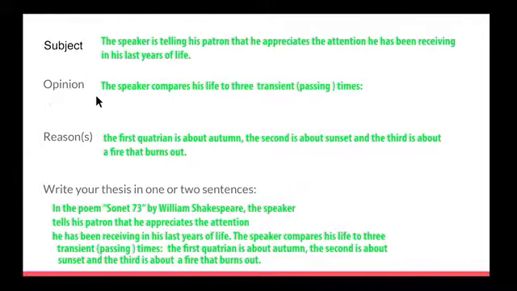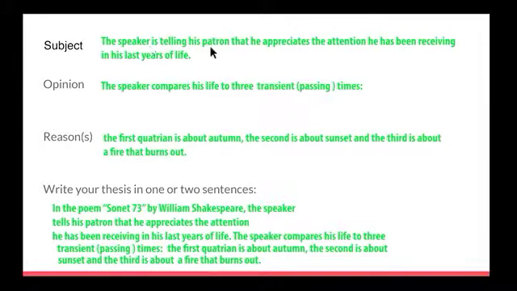And then your opinion about your subject, and then your 3 reasons. The reason we have 3 reasons in this paper is because we have 3 body paragraphs. If there were 2 body paragraphs, you'd only have 1 reason. Okay, so remember tag.